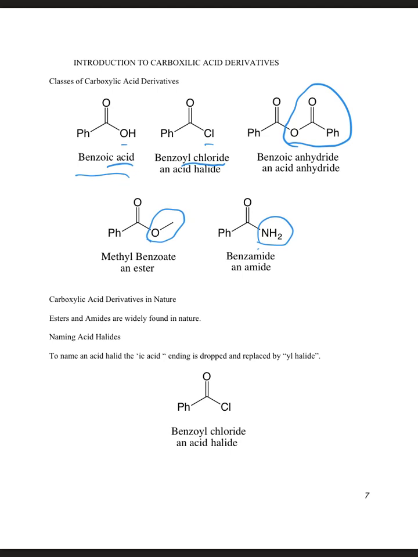So carboxylic acid derivatives in nature. Esters and amides are widely found in nature. You'll see them a lot when you get into biochemistry. Okay, we'll talk about the reactivity as we're going along with these, but the naming: an acid halide, as we said above, drop the ic acid and end in oyl halide. Okay, so benzoyl chloride, benzoyl bromide, things like that for what we have.